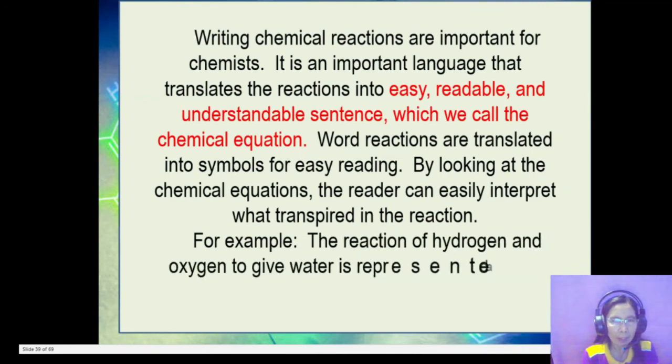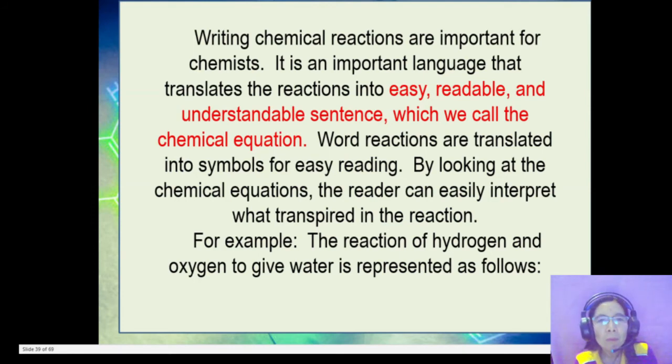Writing chemical reactions is important for chemists. It is an important language that translates the reactions into easy, readable, and understandable sentences, which we call the chemical equation. Word reactions are translated into symbols for easy reading. By looking at the chemical equations, the reader can easily interpret what transpired in the reaction. So here, the chemical reactions are written in word reactions and translated into chemical equations.